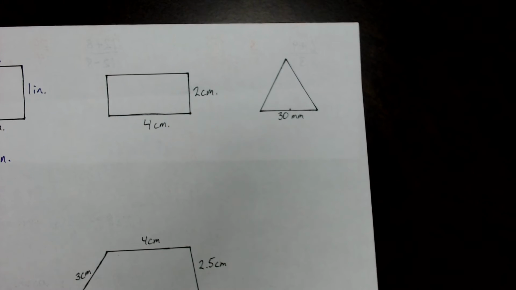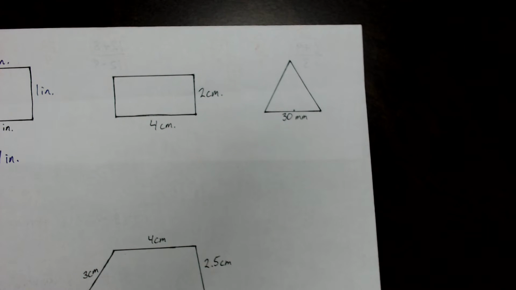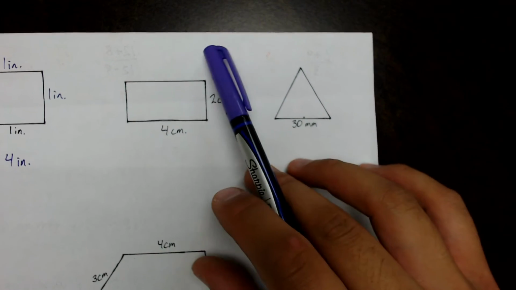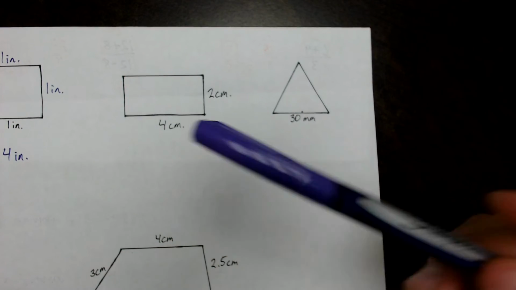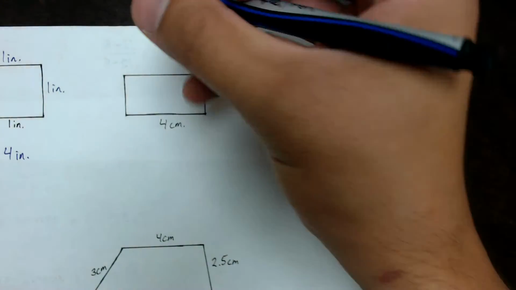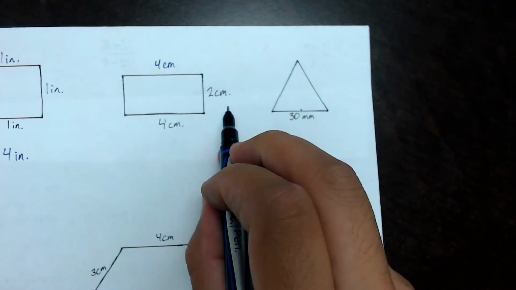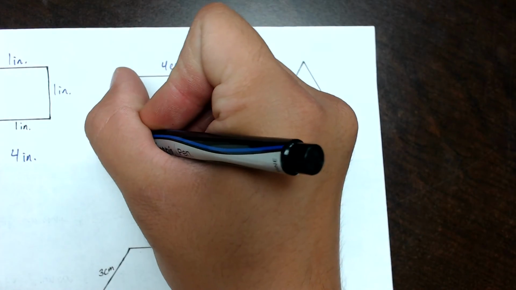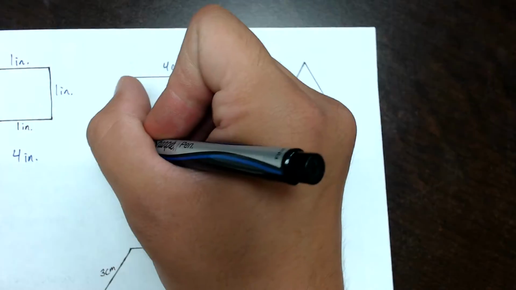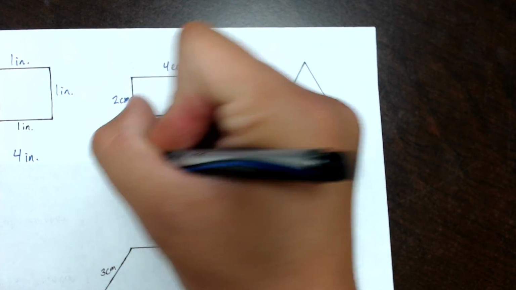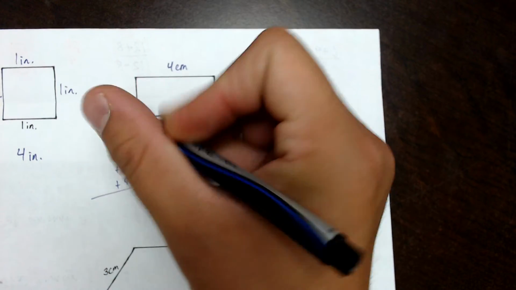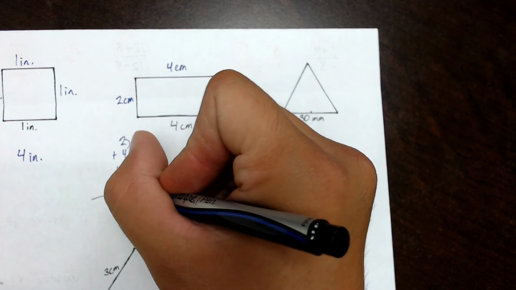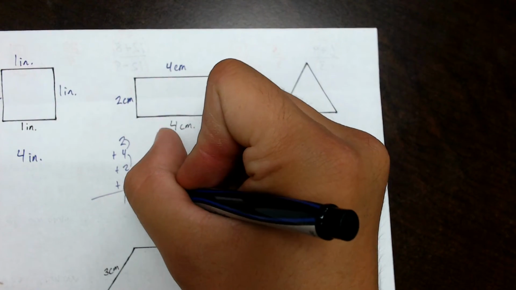Next, we have a rectangle. Now, on the rectangle, we see that we've only got 2 sides labeled. So we have to know some information about rectangles, which is that the opposite sides of the rectangle are equal to each other. So if this is 4 centimeters, this side will also be 4 centimeters. And if this is 2, this will also be 2. So to find the perimeter, we're going to start at one end and go all the way around. We're going to take 2 plus 4 plus 2 plus 4. So 2 and 4 is 6, 6 and 2 is 8, 8 and 4 is 12. So that means my perimeter is 12 centimeters.